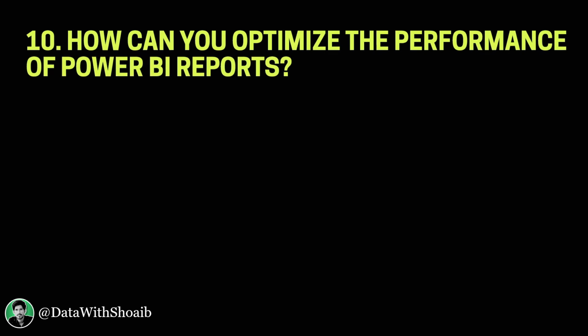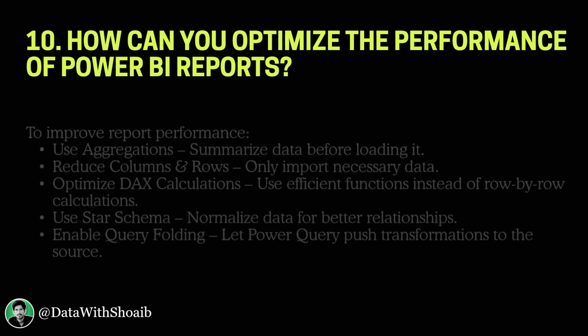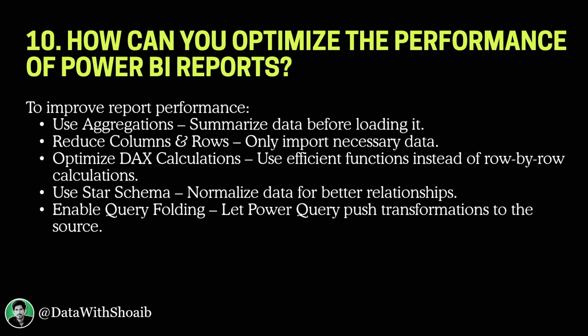The last question is, how can you optimize the performance of Power BI reports? To improve the report performance, we should use aggregations to summarize data before loading it, reduce columns and rows by importing only necessary data and removing the unnecessary data, and optimize DAX calculations by using efficient functions instead of row by row calculations. Wherever possible, we need to avoid row by row calculations.